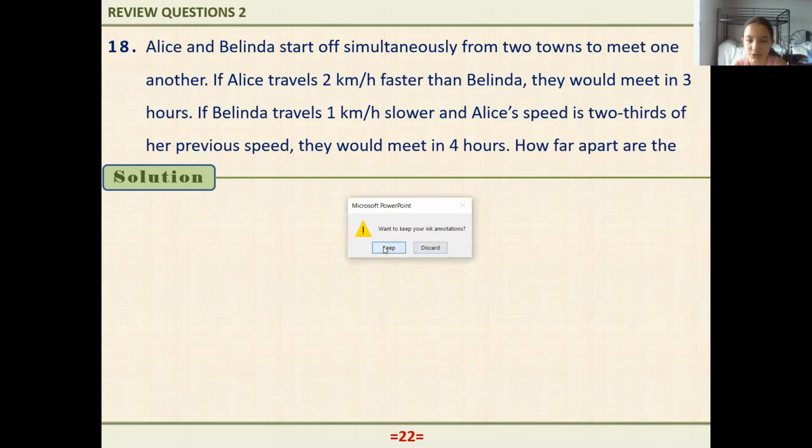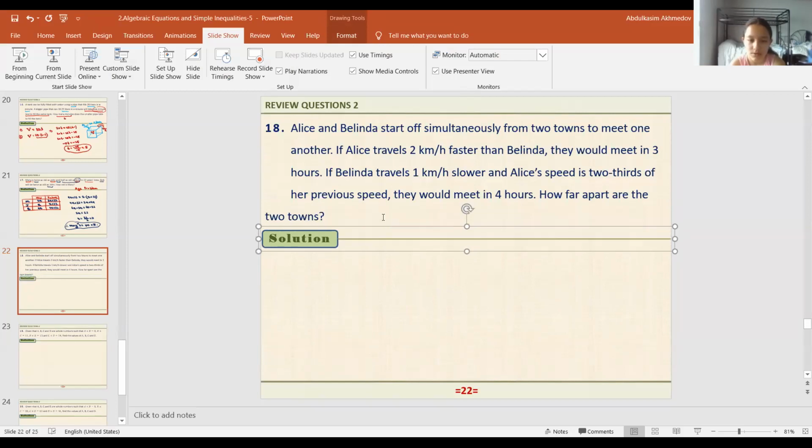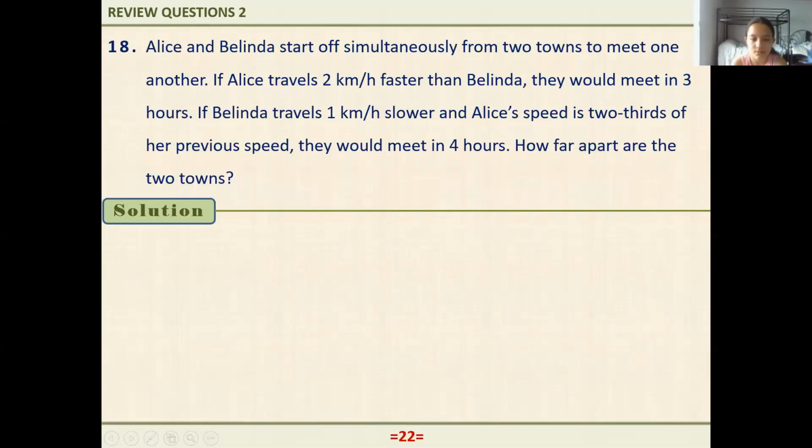How far apart are the 2 towns? It's, I think, one of the challenging problems in this chapter, Shahina, okay? But actually the idea is simple. So now we have just read it. We have to read one more time, a bit slower now. At the same time, you try to write down here what is given.